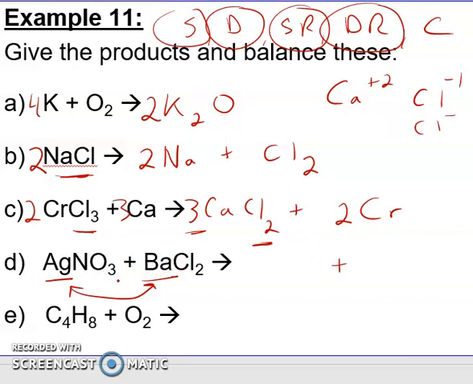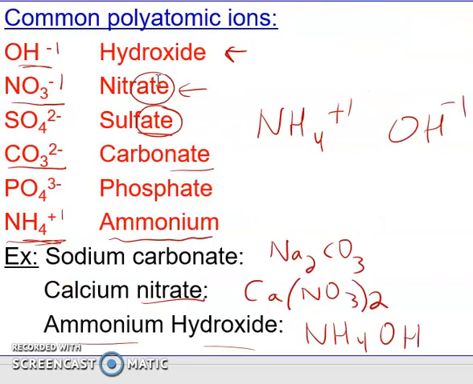I can't assume that when the silver comes over here, it's AgCl2. I have to think about the charges. And in fact, the charges are going to be +1 and -1. So silver here has a +1 charge. Here's how I know silver is a +1 charge. Nitrate, NO3, is a polyatomic ion. And if you go back up to the previous lesson, nitrate, here it is, there's nitrate.